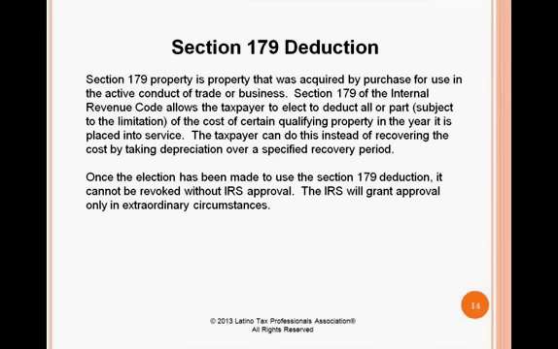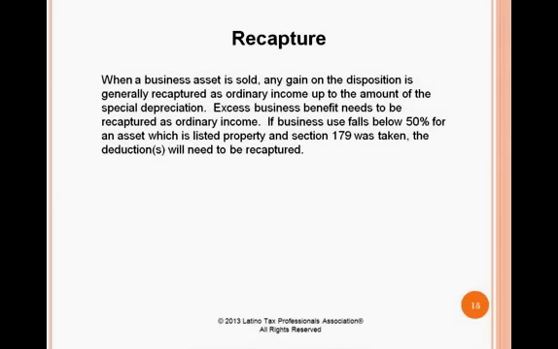So it's possible that you purchased a car for cash for $10,000 and you use it completely for business, and you don't want to depreciate it over 5 years. As long as it falls under and is subject to the limitations, you would be able to take that full expense in the year incurred under Section 179. Once the election has been made to use Section 179, it cannot be revoked without IRS approval. The IRS will grant approval only in extraordinary circumstances.